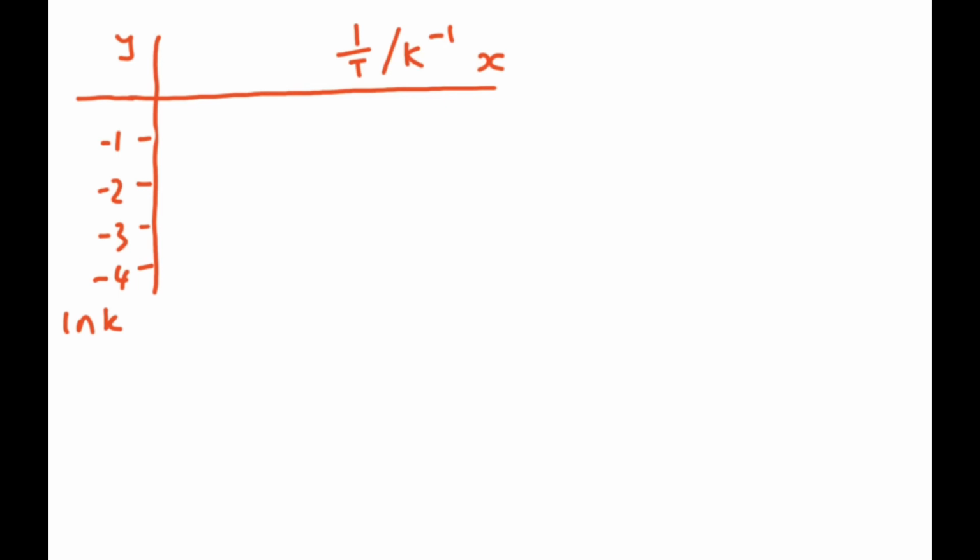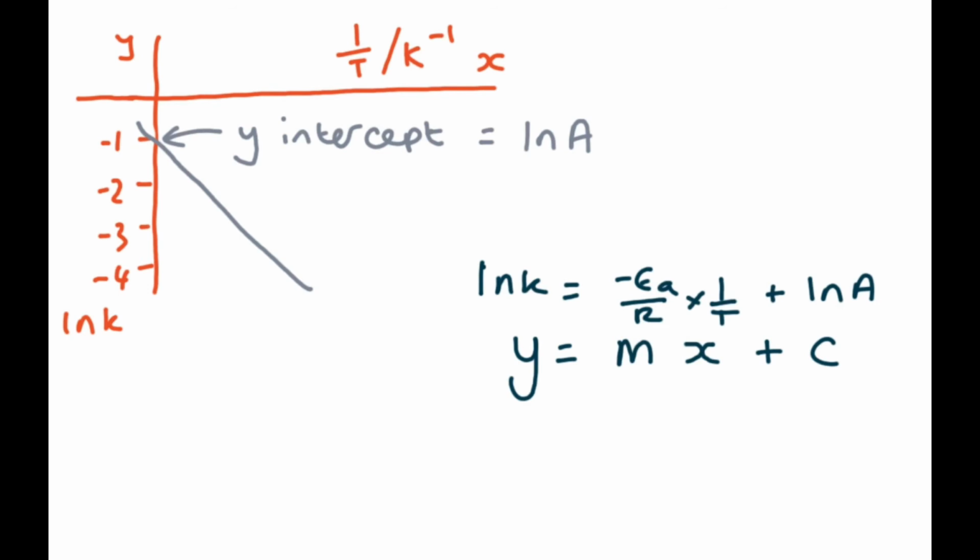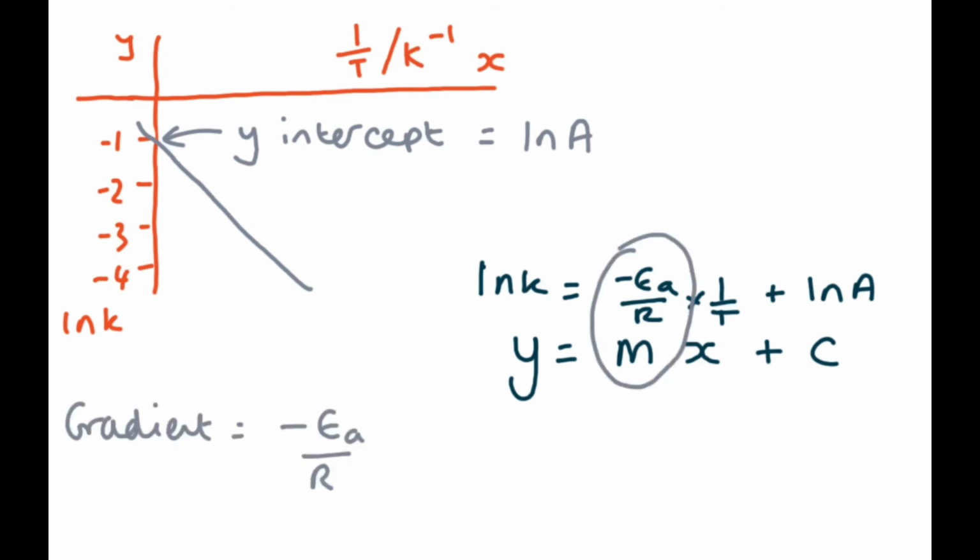Make sure you're pressing the right button on your calculator, because it's not the log button, it's the ln button. Then you plot, and when the line crosses the y-axis, that's the y-intercept, and that's going to be c, and the gradient of the line is m.